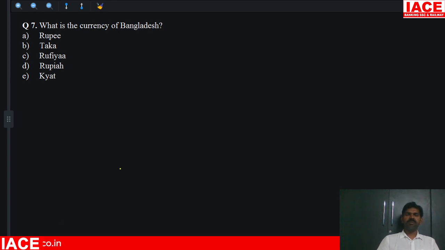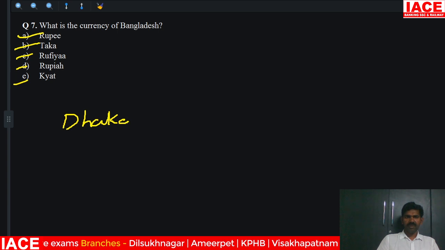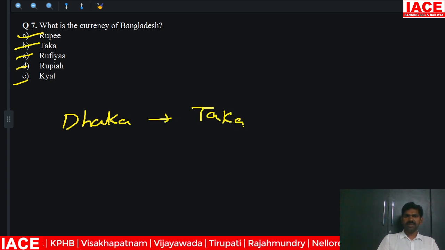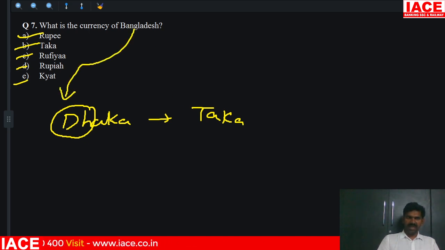What is the currency of Bangladesh? See, very simple. You all know. What options here? Rupee, Taka, Rupiah, Kyat. When you come to Bangladesh, very important, the capital of Bangladesh is nothing but Dhaka. Okay, and the currency is Taka. So there is a synchronization, Dhaka, Taka. Instead of DH, if you put T, then it becomes Taka. So the capital of Bangladesh is Dhaka and the currency is Taka.